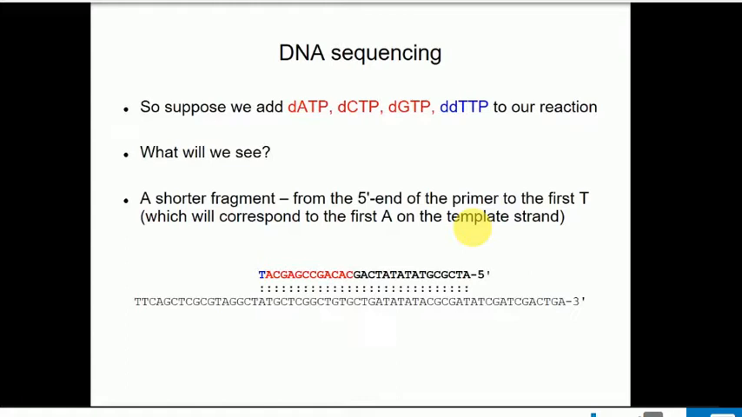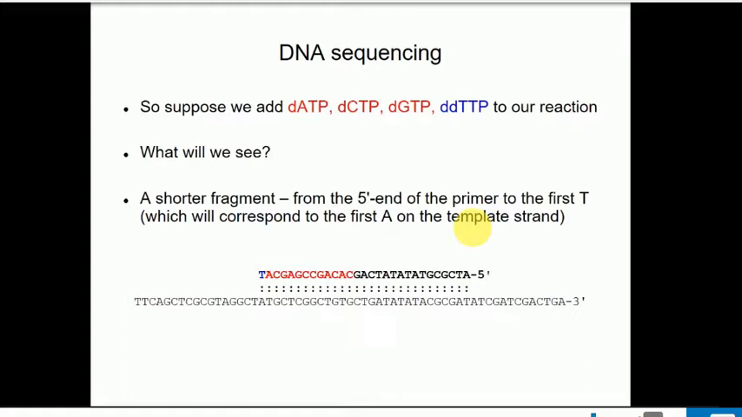So how can we use this to sequence DNA? Well, the clever trick is, let's suppose instead of just putting in the dideoxy, we put in a mixture of the deoxy and the dideoxy. And we can change the ratio of those depending on exactly how we want to do the experiment. So what's now going to happen? If you think about this growing strand, it comes to the first A. It might put a deoxy in there, in which case it can continue extending, or it might put a dideoxy, in which case it will stop.